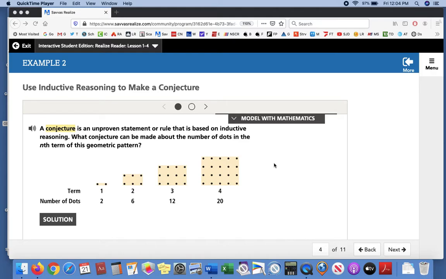Now, what do they mean by nth term? That means if you somehow want to know how many are in the ninth term, you could just plug it into a formula. We're going to create a formula that has an n in it. Term number 1 has 2 dots. Term number 2 has 6 dots. Term number 3 has 12 dots. Term number 4 has 20 dots. We're going to look for a pattern.